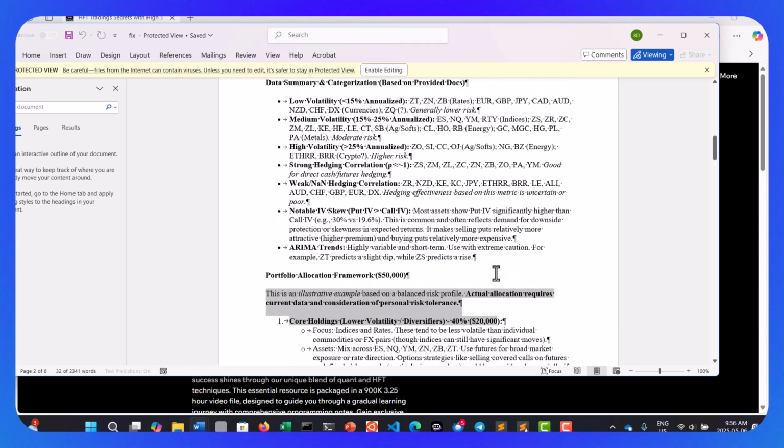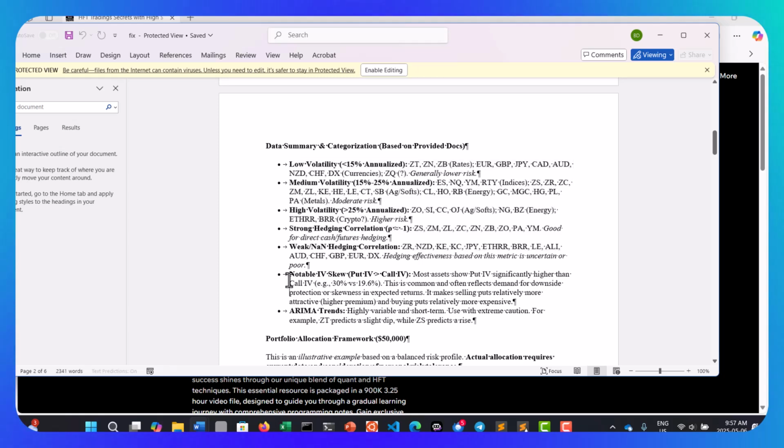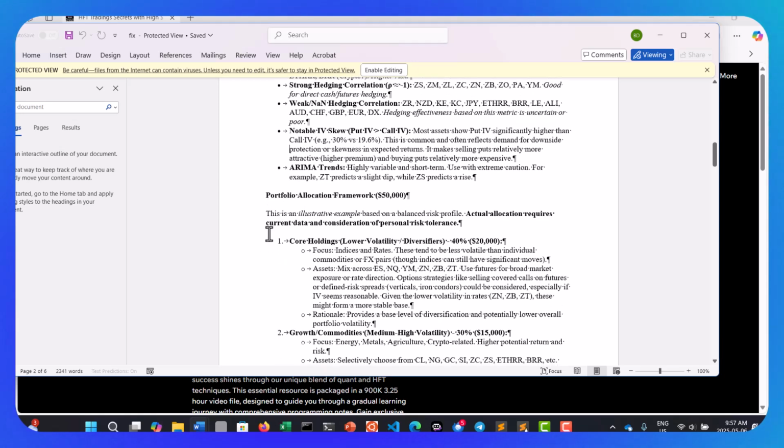Now I don't choose this. I don't feed these instruments. I give it the entire lot. It builds this summary. And then I feed this report to create the dashboard that I created. So this is all calculated by an AI, not me. This is the beauty of it. All right, so here, portfolio allocation framework with a proposed $50,000 portfolio simulation.